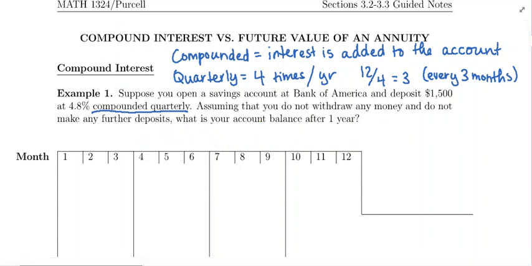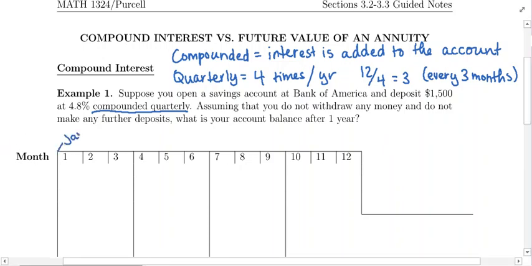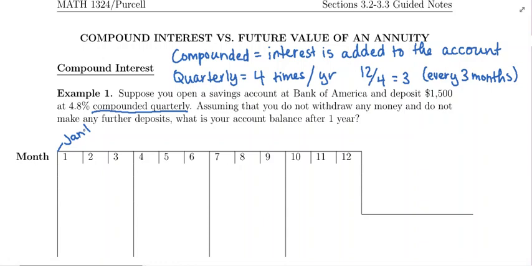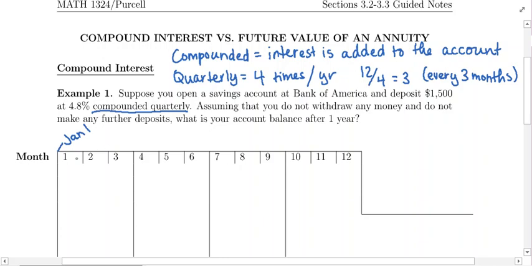Just for the sake of simplicity, let's pretend that we opened our account on January 1st. That's not usually what happens, but for our purposes, let's make it simple and go from January 1st to December 31st, and that will be our year. So at the beginning of January, this line is drawn to the left of the first month, January. We're going to say this is January 1st.